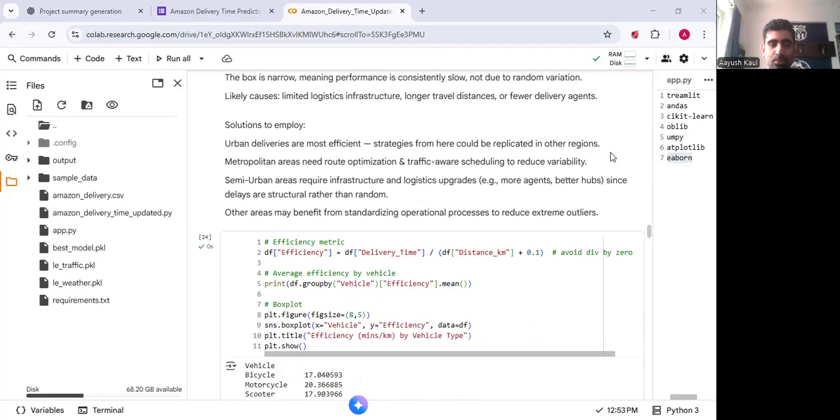So the solutions we can employ to solve this problem are: urban deliveries are most efficient, and strategies from here could be replicated in other regions. Metropolitan areas need route optimization and traffic-aware scheduling to reduce variability. Semi-urban areas require infrastructure and logistics upgrades, for example more agents and better hubs, since delays are structural rather than random in the case of semi-urban. Other areas may benefit from standardizing operational processes to reduce extreme outliers.